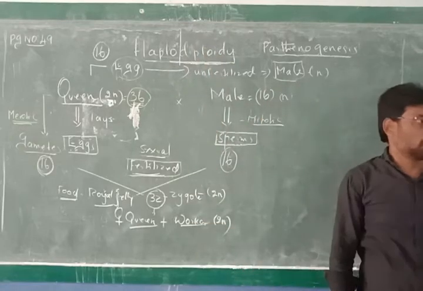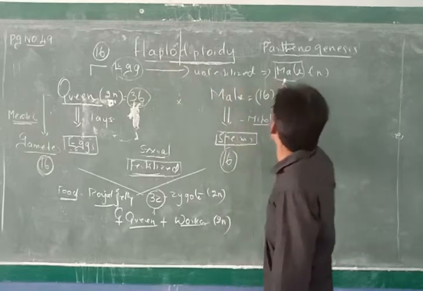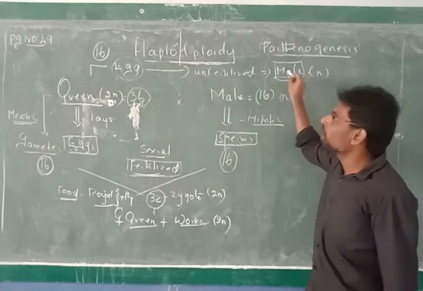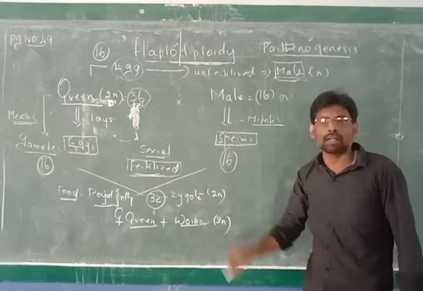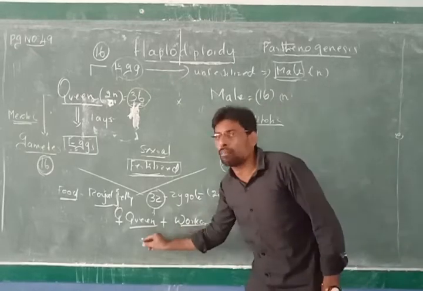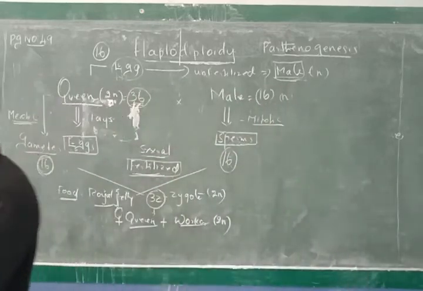So that is what haplodiploidy in sex determination is. In haplodiploid sex determination, if it receives half the number of chromosomes, it becomes male. If it receives diploid, that means the full 2n set of chromosomes, it becomes female. Understand? So that is what haplodiploids are.